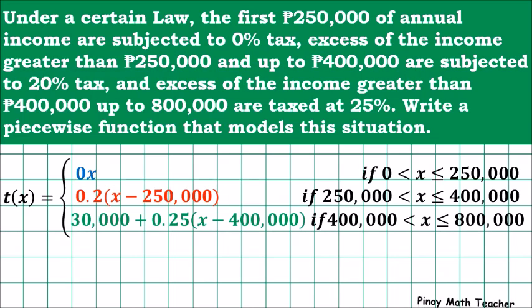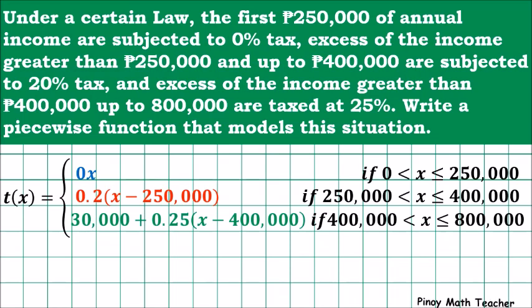Okay, so T of x is equal to 0x if x is greater than 0 but less than or equal to 250,000. 0.2 times x minus 250,000 if x is greater than 250,000 but less than or equal to 400,000. 30,000 plus 0.25 times x minus 400,000 if x is greater than 400,000 but less than or equal to 800,000.